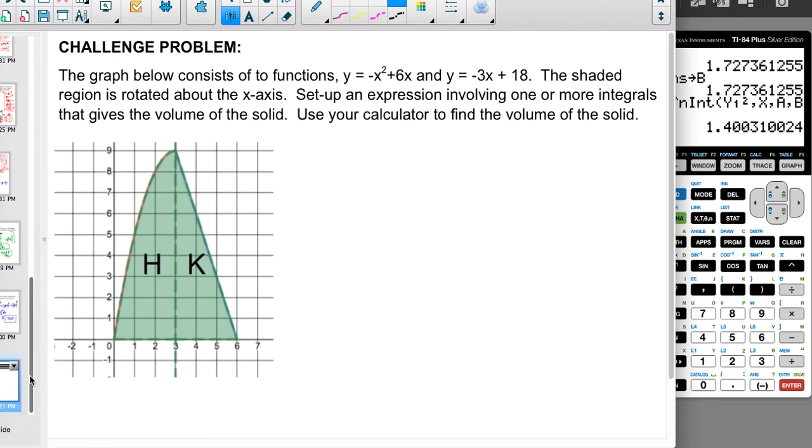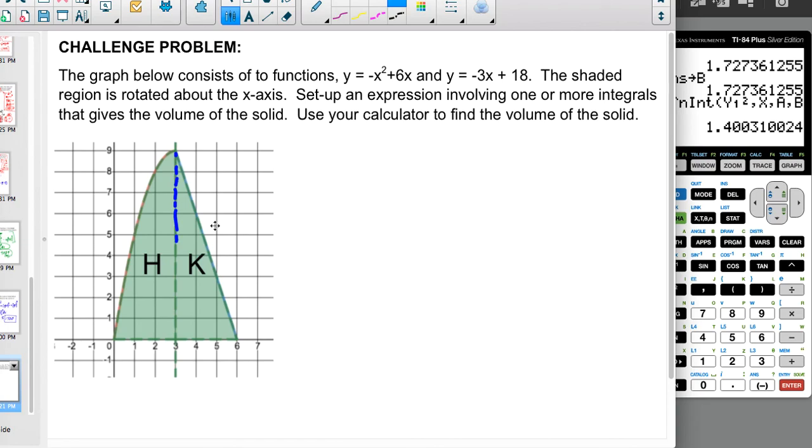All right. Last one, challenge problem. So we've seen this before. We have this graph that consists of the two functions. We have a region H and a region K. The shaded region is rotated about the x-axis. Set up an expression involving one or more integrals that gives the volume, and then use your calculator to find it.